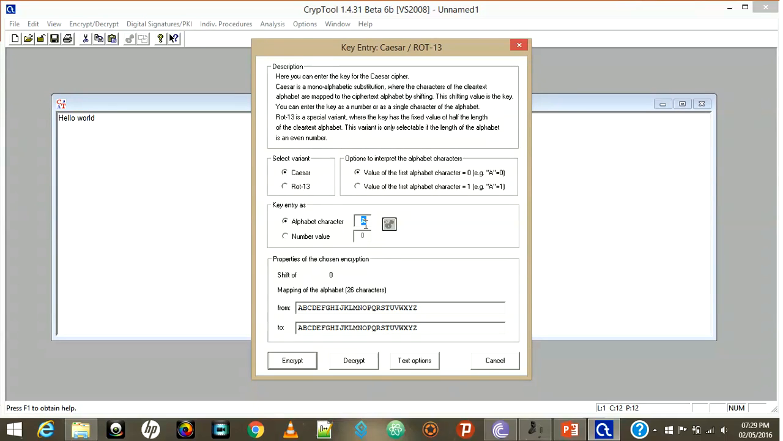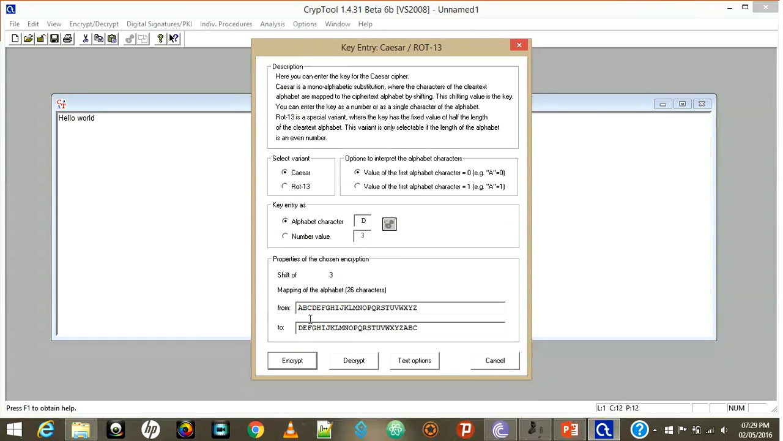There we have given D. You can give any number. If you give C, it will start from C. So A is substituted by C and B is substituted by D, like this. So it can go like this. We'll first put D so that we can match.